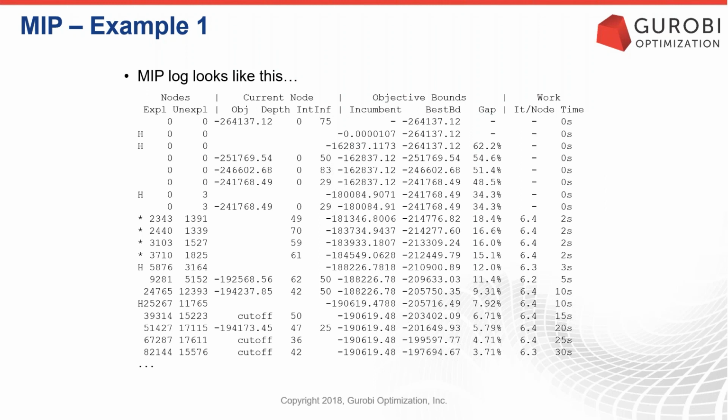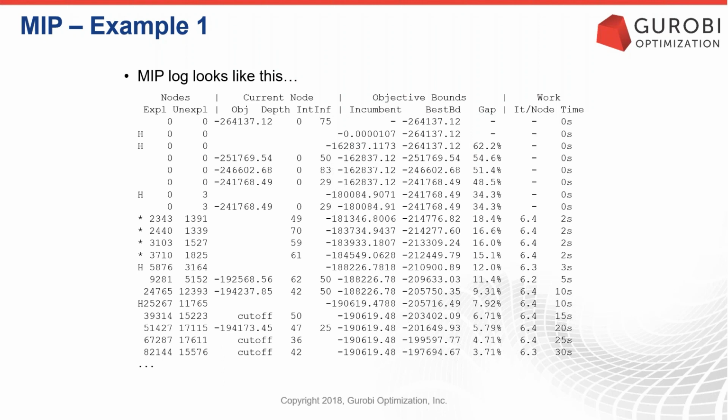What you can see here is the whole process takes some time. The root node is processed within a second. Then a few solutions are obtained by branching. You can see this with a star on the left side, and then you see a few H. H means that a new feasible solution was found with a heuristic strategy.